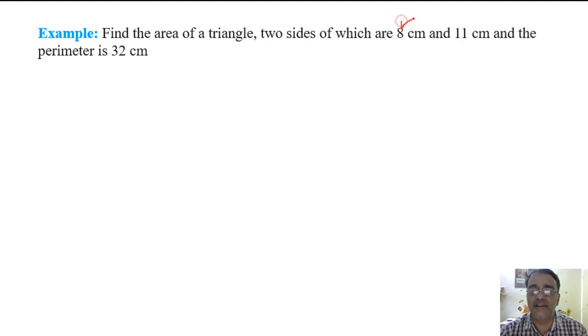Two sides are given, and we take the third side as x. Which property do we use? Perimeter is the sum of all three sides. Sir, angle sum property? No, the angle sum property is not to be used here. By perimeter, 8 centimeter plus 11 centimeter plus x is equal to 32 centimeters. So x is 32 minus the sum of these two, that is 19.